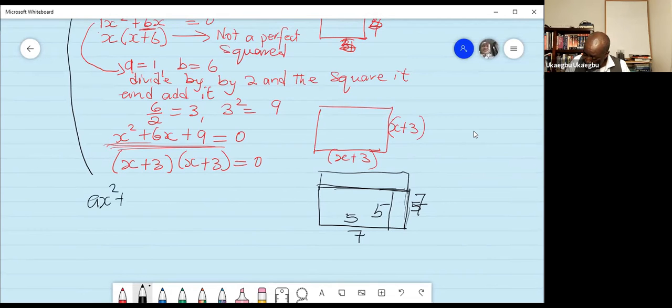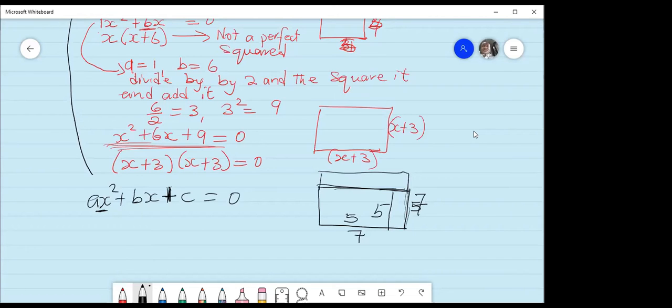Ax squared plus bx plus c equal to 0. That's the general expression of a quadratic. Please pay close attention here. This one is very important. So now we have to make sure that the coefficient of x squared is 1. That's the first step. So if you like, you can write it down.